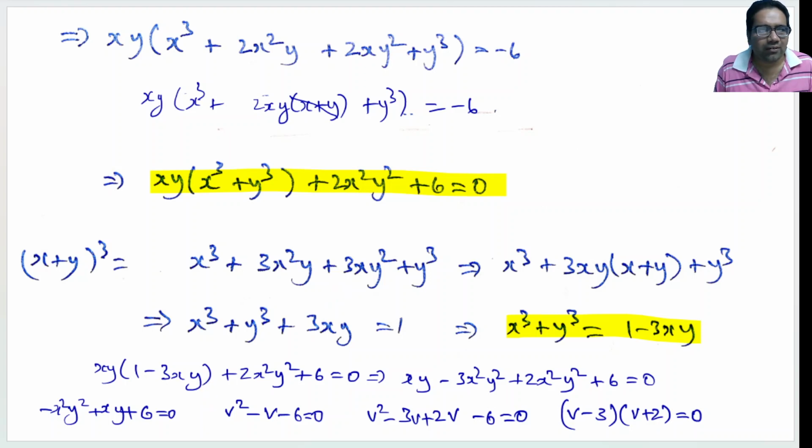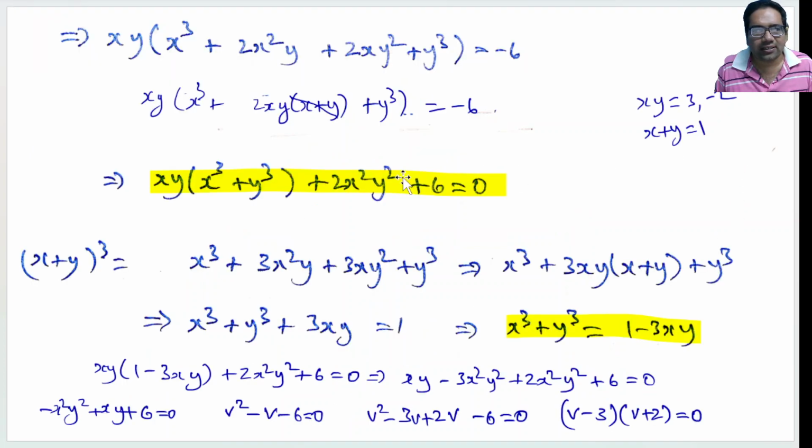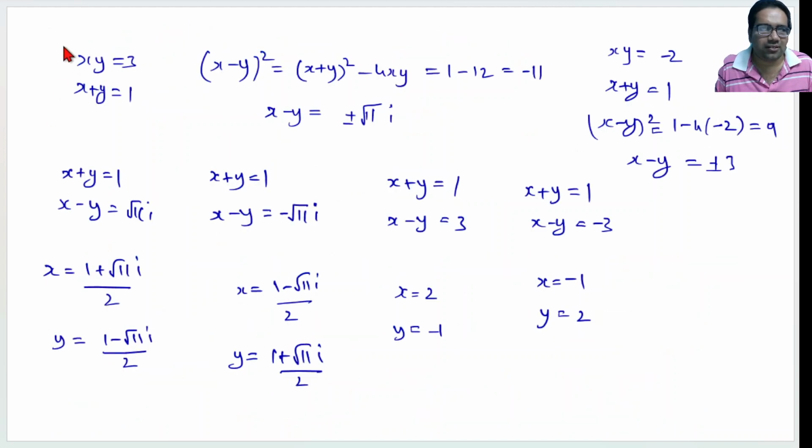We have xy, and we know x plus y also. So xy equals 3 or minus 2, and x plus y is 1, which is what we were given originally in the problem. So we have two combinations: x plus y is 1 with xy equal to 3, and x plus y is 1 with xy equal to minus 2. We have to solve these two combinations.